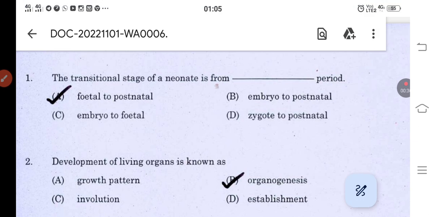the transitional stage of a neonate is from dash period. Okay, so the options are: first one is fetal to postnatal, second one embryo to postnatal, third one embryo to fetal, fourth option is zygote to postnatal.